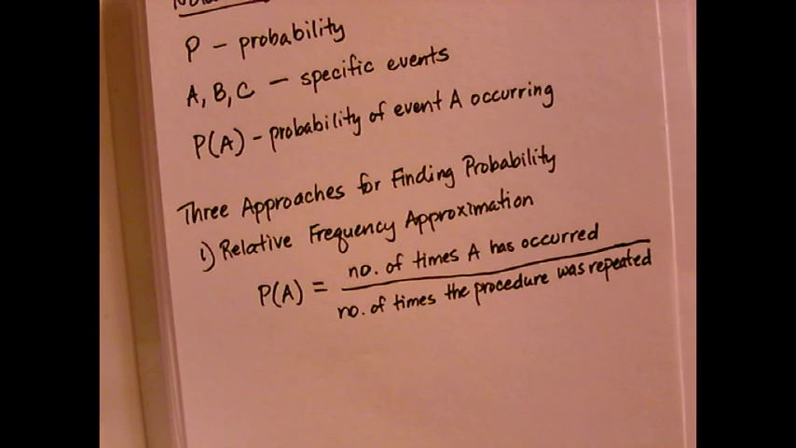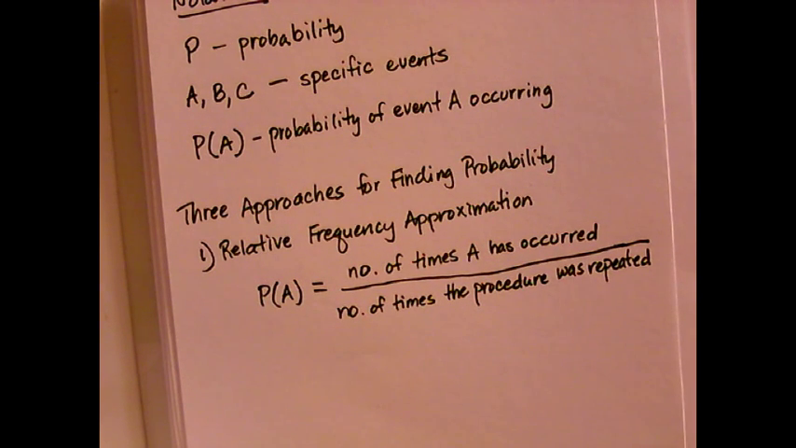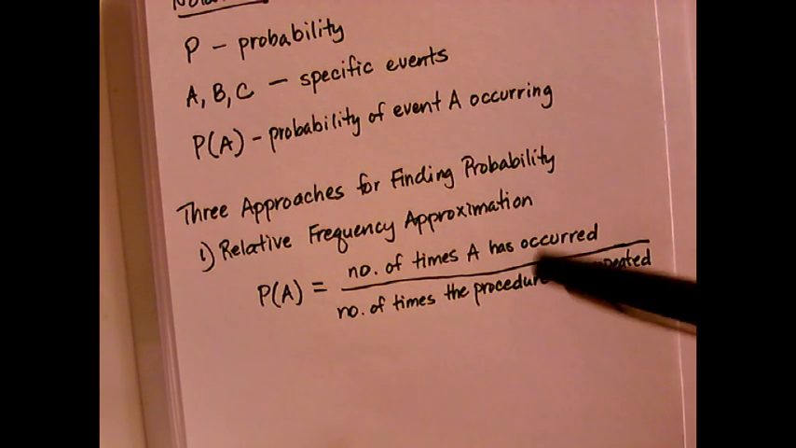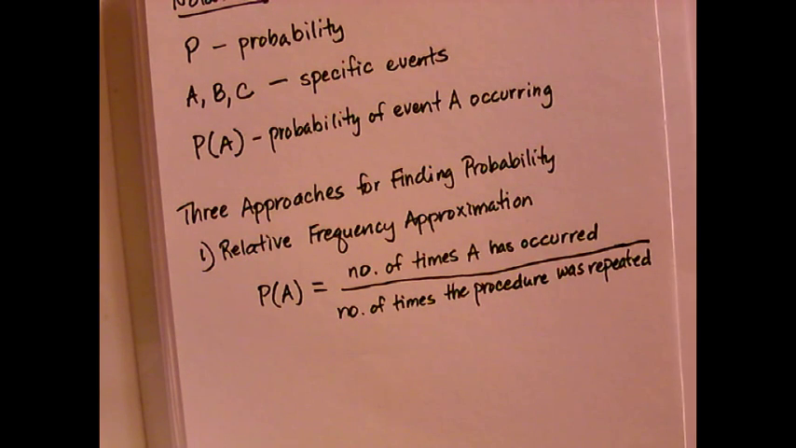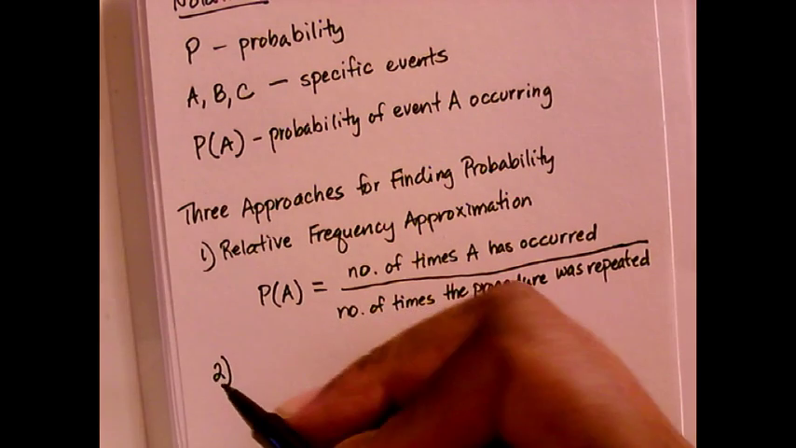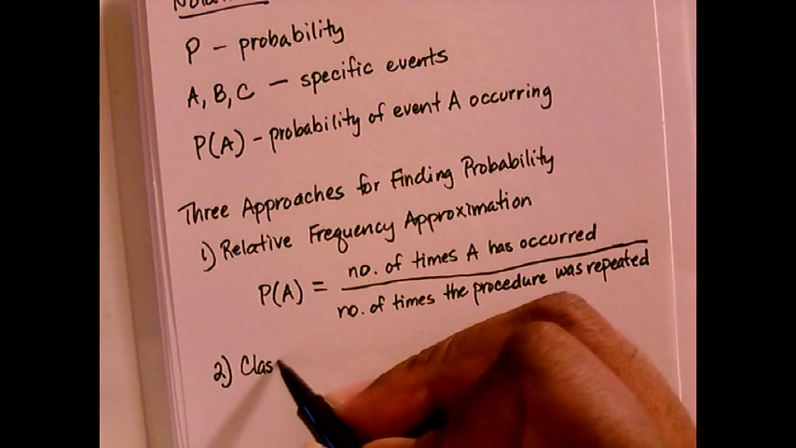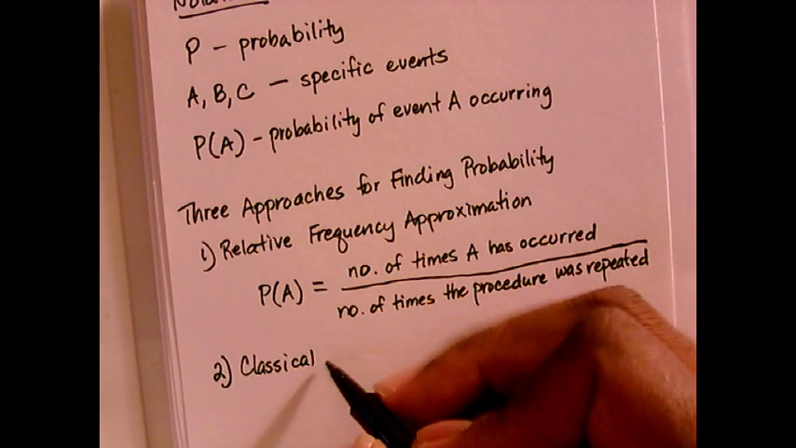Example is this. Let's say I toss a fair coin 500 times, and I want to find the probability that I get heads after tossing a coin 500 times. This would be an example of a relative frequency approximation. What I would get is the number of times that I would get heads divided by the number of times I repeat that procedure, which in this case, for example, is 500. Okay, so that's a relative frequency approximation. The second is called the classical approach.